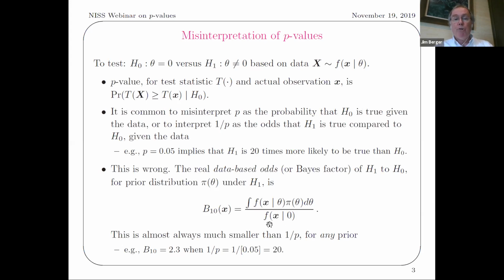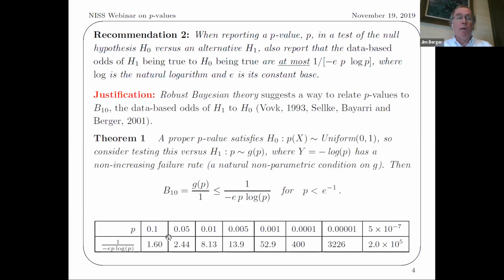And the fact is, this is virtually always much smaller than 1 over p. So for instance, where 1 over p is 20, this odds here will typically be something like 2 or 2.3. So instead of having 20 to 1 odds against the null hypothesis, one has more like 2 to 1 odds against the null hypothesis when you observe a p-value of 0.05. So that's the basic problem.